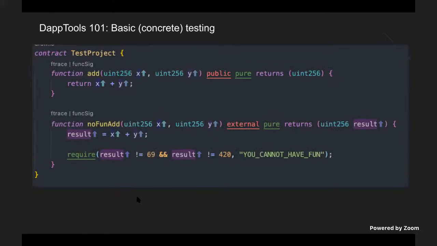Okay, now let's make a new function. Say we have this function called noFunAdd. noFunAdd acts like add, but it doesn't let you add 2 values that would equal 69 or 420. And it will revert with "you cannot have fun." So how are we going to test this? How do we test for reverts?